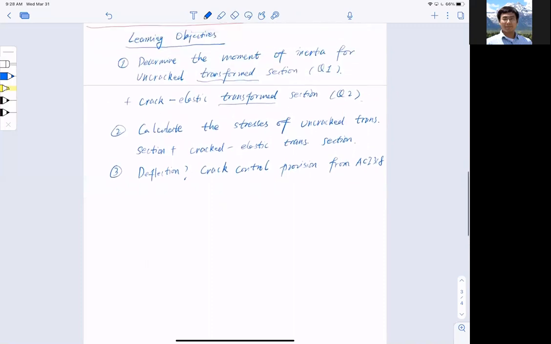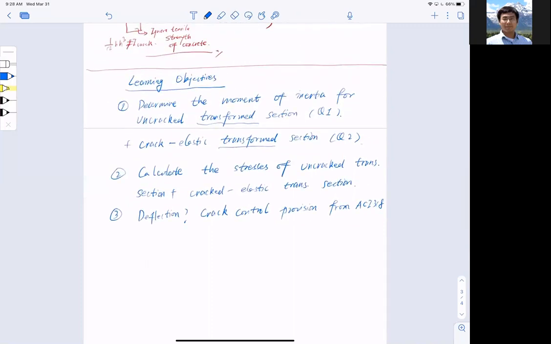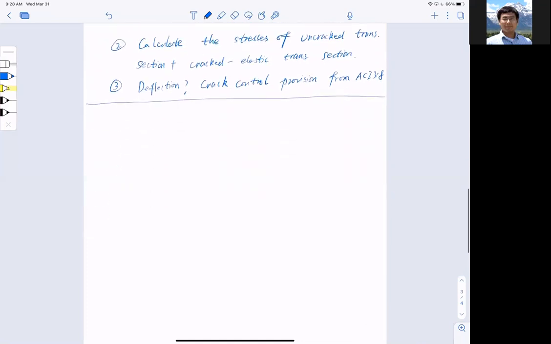So you may ask, what do we need these learning objectives for? These are the essence of the content around which we're going to design our exam. So you just want to take a look at it.